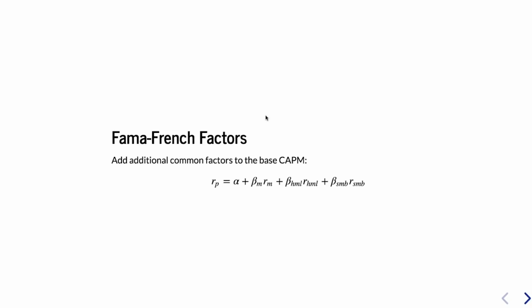There's the Fama French factors, which adds a couple additional common factors to the base capital asset pricing model, most notably high minus low and small minus big. And this is high book to price ratio minus low book to price ratio and small minus big, which is small market cap minus big market cap. What this tries to get at is a little bit of growth and a little bit of the premium that you get for small market cap companies over large market cap companies. And we still keep in this market return here. So what we get is the influence of the market, HML, and SMB on our portfolio.